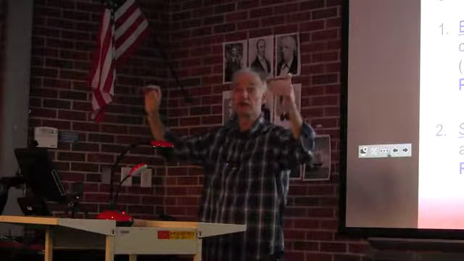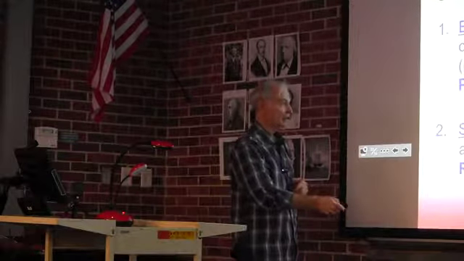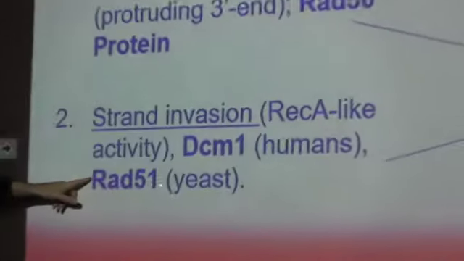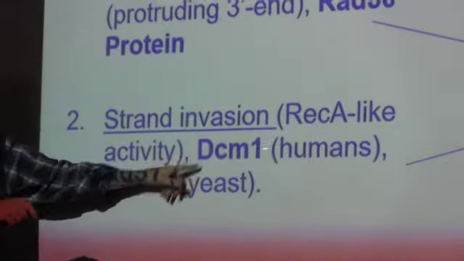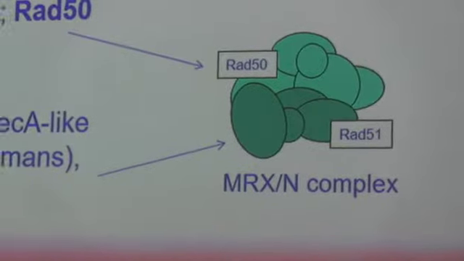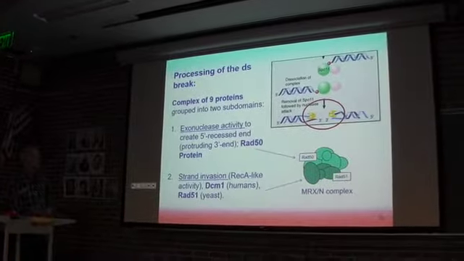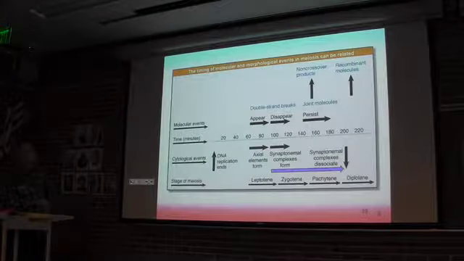RecA, Rec for recombination. The functional homologue is RAD51 in yeast. RAD means it's from yeast. DMC1 is what the same thing is called in humans. So RAD50, DMC1, RAD51, SPO11. These are the things you need to know.